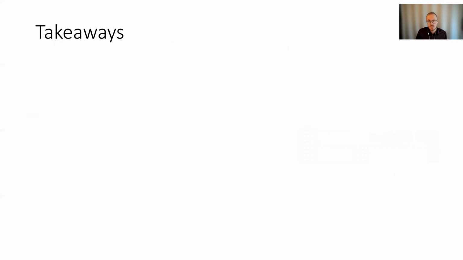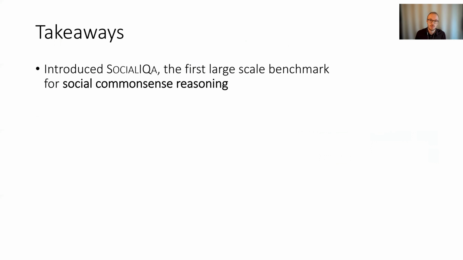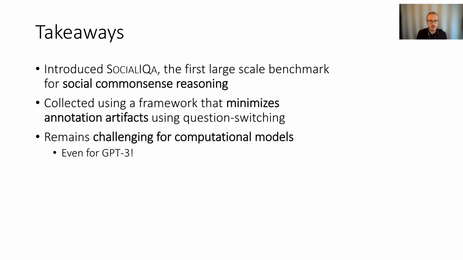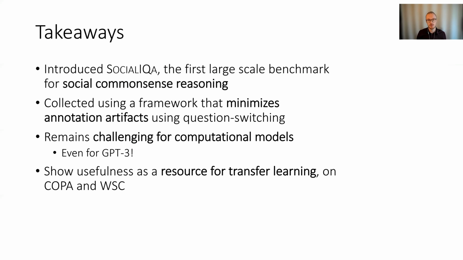So finally, to summarize some of the takeaways here, I walked us through the SocialIQA benchmark creation. Specifically, this benchmark is for social common sense reasoning. And I detailed how we had a multi-stage crowdsourcing pipeline, where we tried to minimize annotation artifacts, specifically using question switching techniques to ask about different aspects of the same situation. And we showed that it remains a challenging benchmark for computational models, even for GPT-3, which is exciting. And also showed the usefulness of SocialIQA as a resource for transfer learning on COPA and the Winograd Schema Challenge.